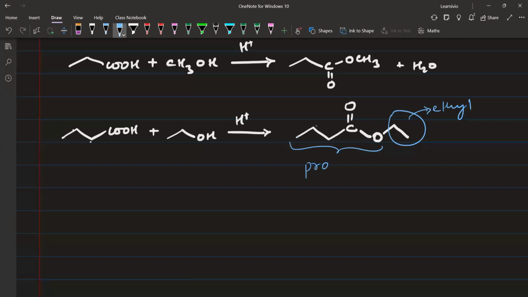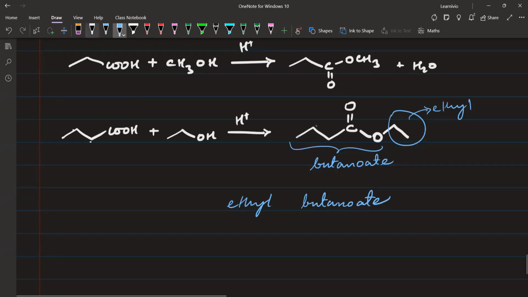And then this whole thing has 4 carbon atoms, so prop... no wait, there is no carbon-carbon double bond, so the ester group is known as -oate. So the name will be ethyl propanoate. Oh, my bad, there are 4 carbon atoms, so it will be but-, ethyl butanoate. Okay, that will do.